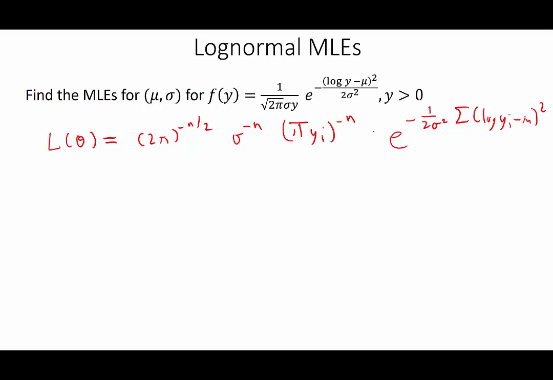So to optimize this, we're going to, of course, look at little l, the log likelihood. Some of these terms I'm going to be able to ignore because they don't depend on either parameter mu or sigma. For example, you could think of this as a constant. This one's just a constant, right? So the two important terms here are the minus n log sigma and the 1 over 2 sigma squared times the sum of the log yi minus mu squared. And we'll just say plus some constant c here.